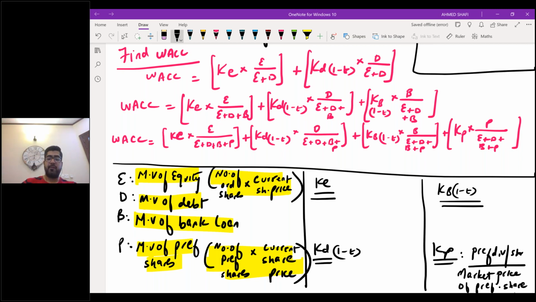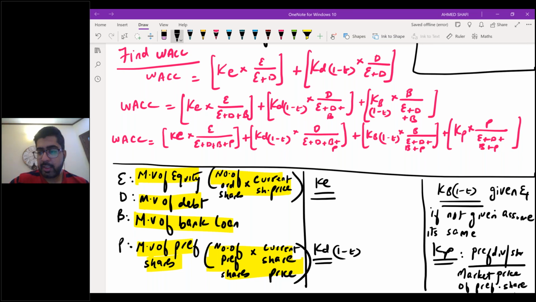Okay. For KB, cost of bank loan, listen carefully. Either it's given, and if not given, assume it's same as KD.